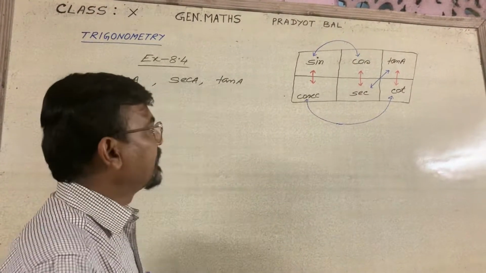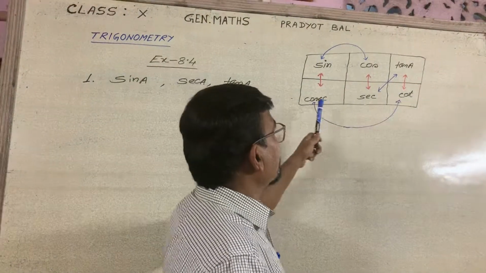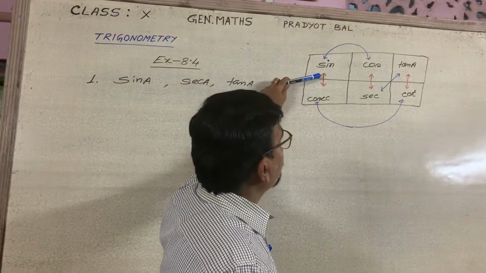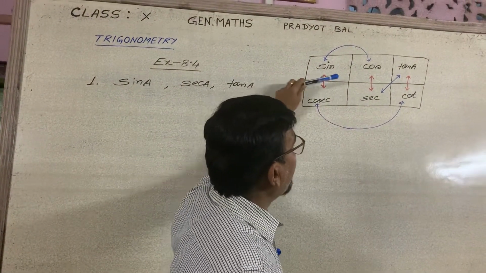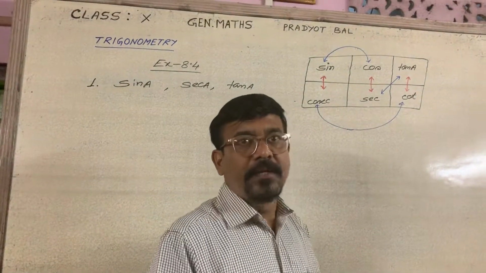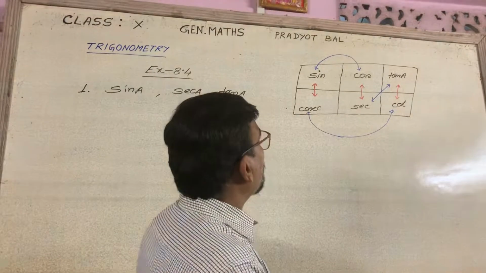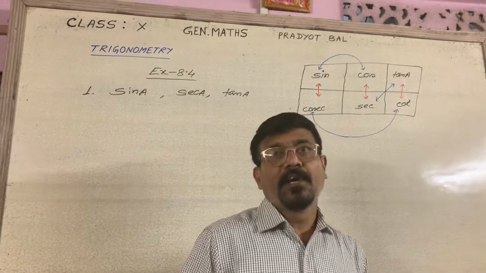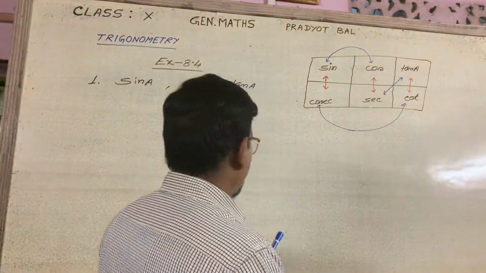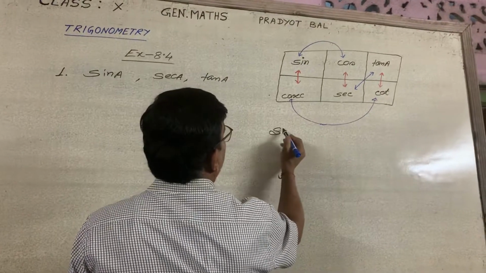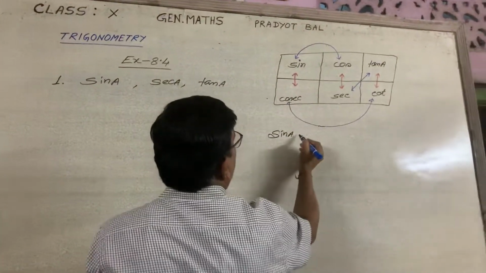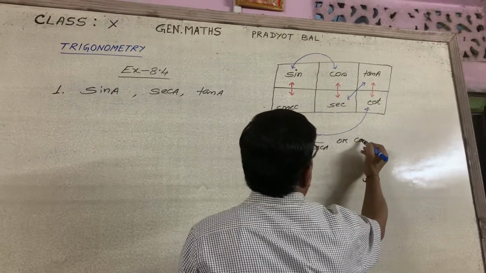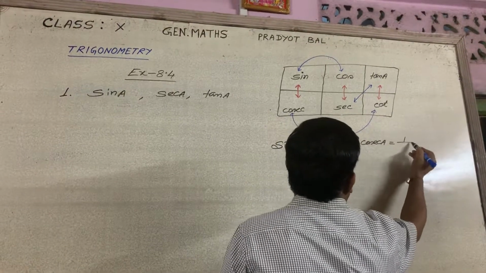Now, to understand this, I have made a table here. I have prepared this table myself, and here I have shown some rods. Red rods mean reciprocal. Blue rods represent the three basic identities, or the three basic formulae. Now try to understand. First, sine. You see sine, red rod, that means sine A is equal to 1 by cosec A, or you can have cosec A is equal to 1 by sine A.